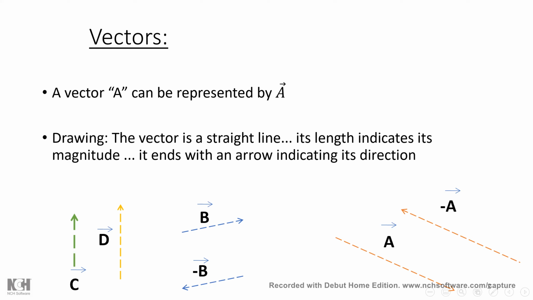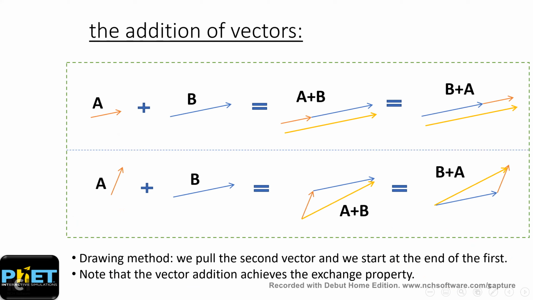Look here at two vectors C and D. They are directed upward in the y direction, but they are different in length. So the vectors may be long or short. This way we can draw a vector. We need to know its direction and its length. If we need to look at the addition of vectors, we have these two vectors in the same direction, A and B.